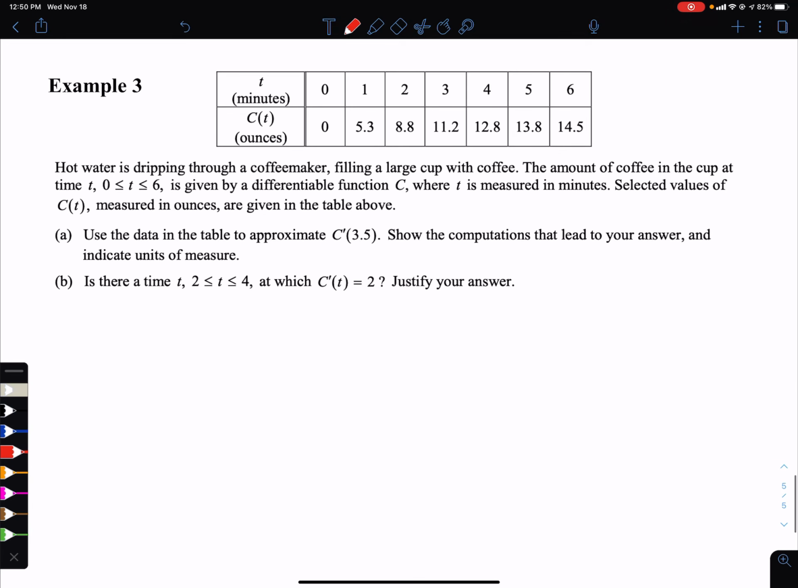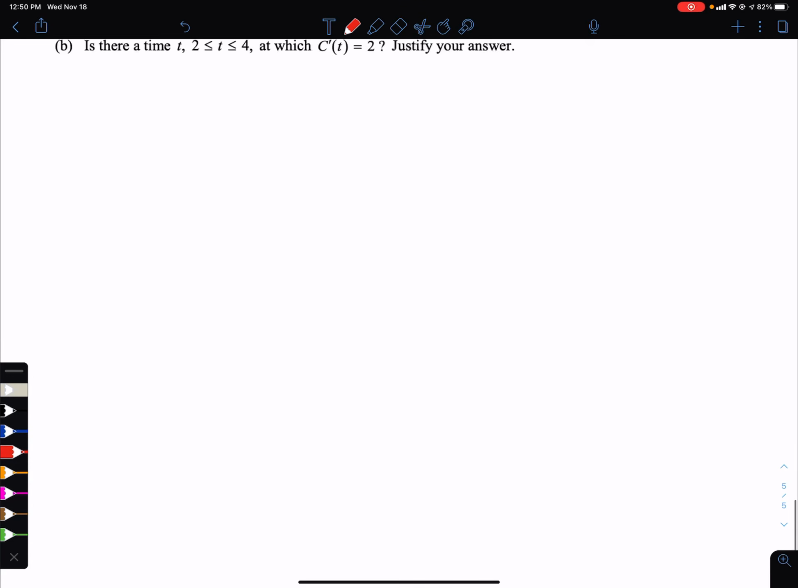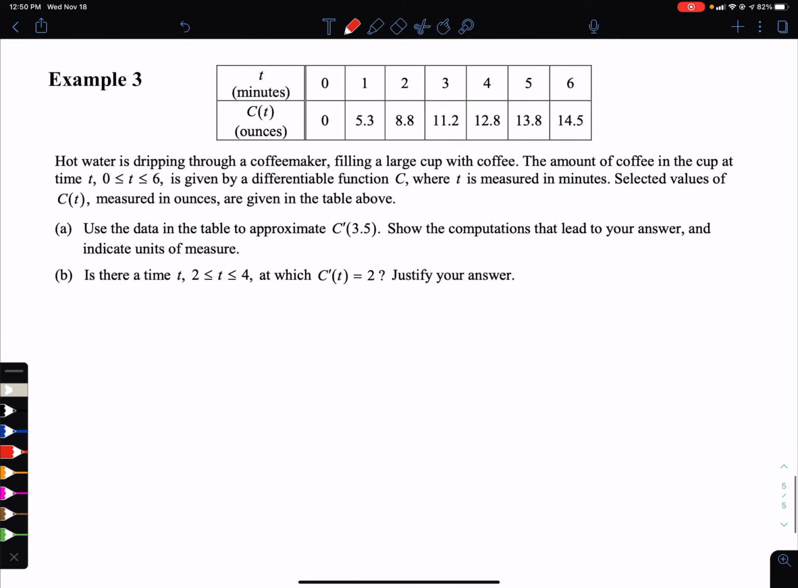Example 3 is, I think, from a 2013 or 14 AP test. This was actually one of the questions from it. So I want to do this one. And I think this is the end of the lesson, not too long.